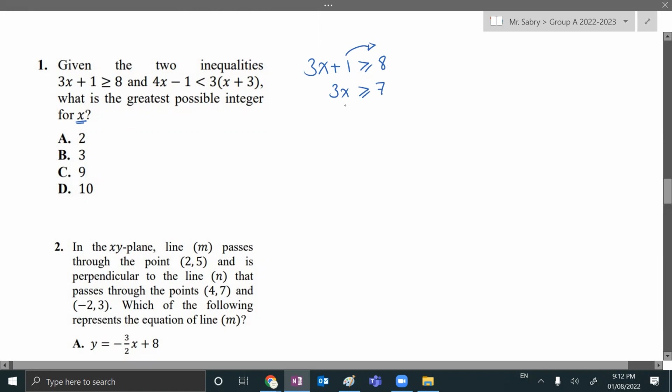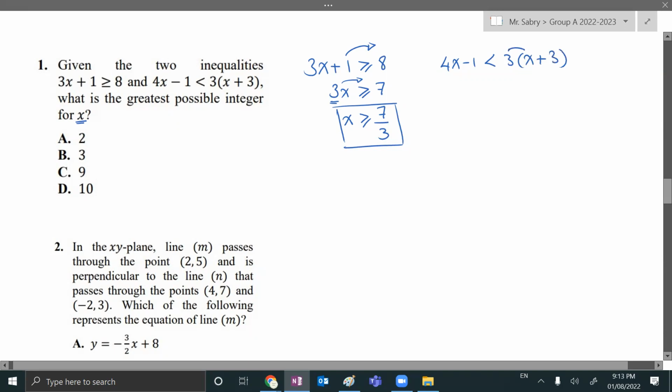But then if the 3 wants to be removed, it goes to the other side by division. So x is bigger than or equals to 7 over 3. This is the first part that I got out of the first inequality. There's another inequality as well that I can do the same thing with.